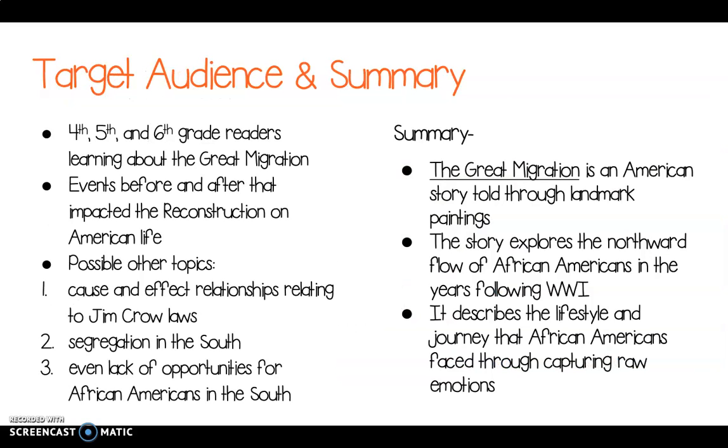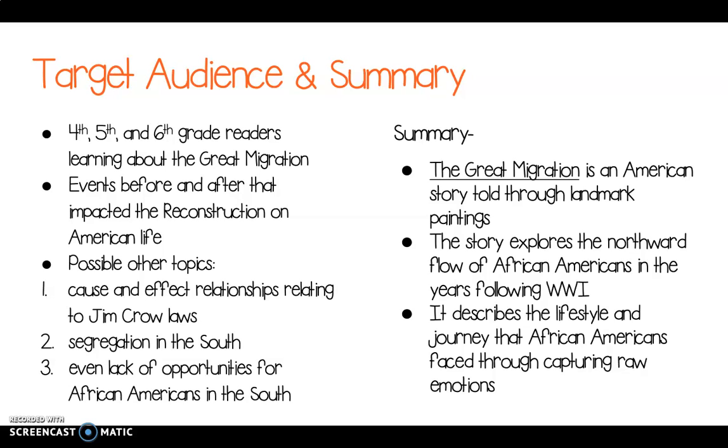So, the target audience is for 4th, 5th, and 6th grade readers learning about the Great Migration and the events before and after that affected the Reconstruction on American life. Other topics that can be discussed when using this book could be the cause and effect relationships relating to Jim Crow laws, segregation in the South, lack of opportunities for African Americans in the South, and even after slavery being abolished, how white landowners treated African Americans still.